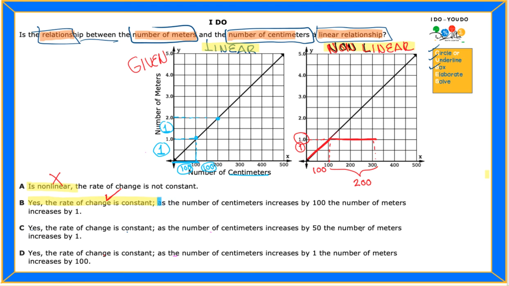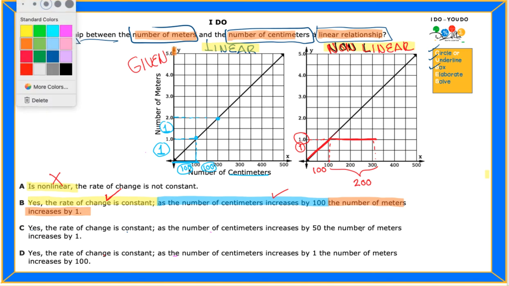And it says, as the number of centimeters increases by 100, and I'm going to check that on my points. That's true. From 0 to 100, that's 100. From 0 to 200, that's 100. This is correct. The number of meters increases by 1. And now for the number of meters, I'm going to highlight this in orange. The number of meters increases by 1. And I'm going to highlight this in orange right here.